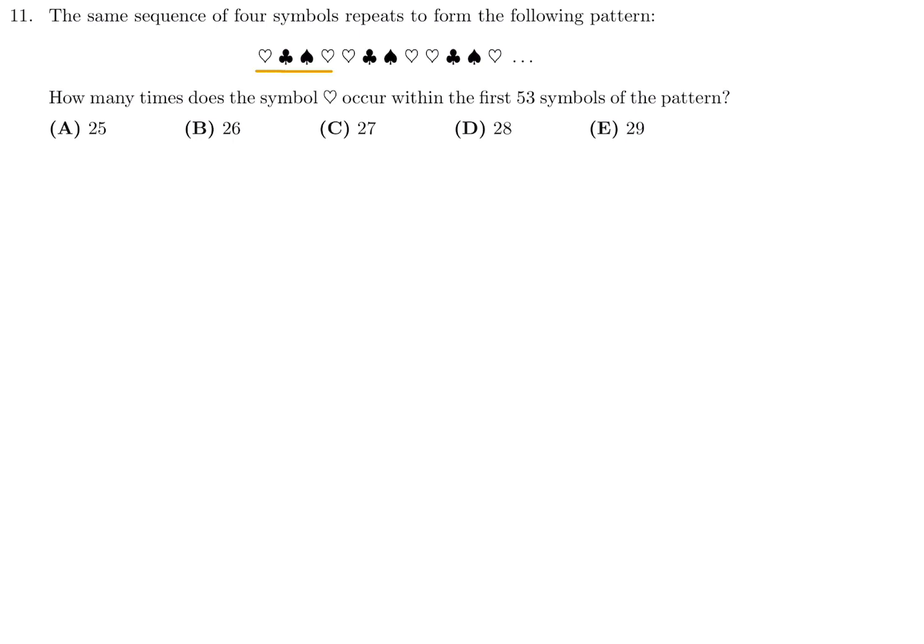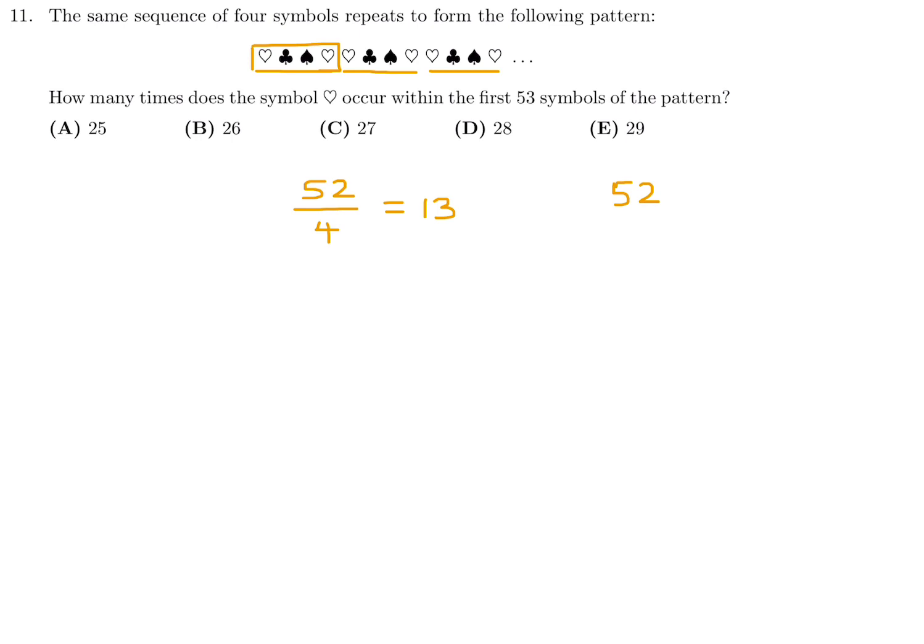Well, anytime we have a multiple of 4, we have those 4 symbols appearing, right? So 53 is not a multiple of 4, but 52 is. So 52 divided by 4 gives me how many times we get this repeat. 52 divided by 4 is 13. So that means this set of 4 repeats 13 times.